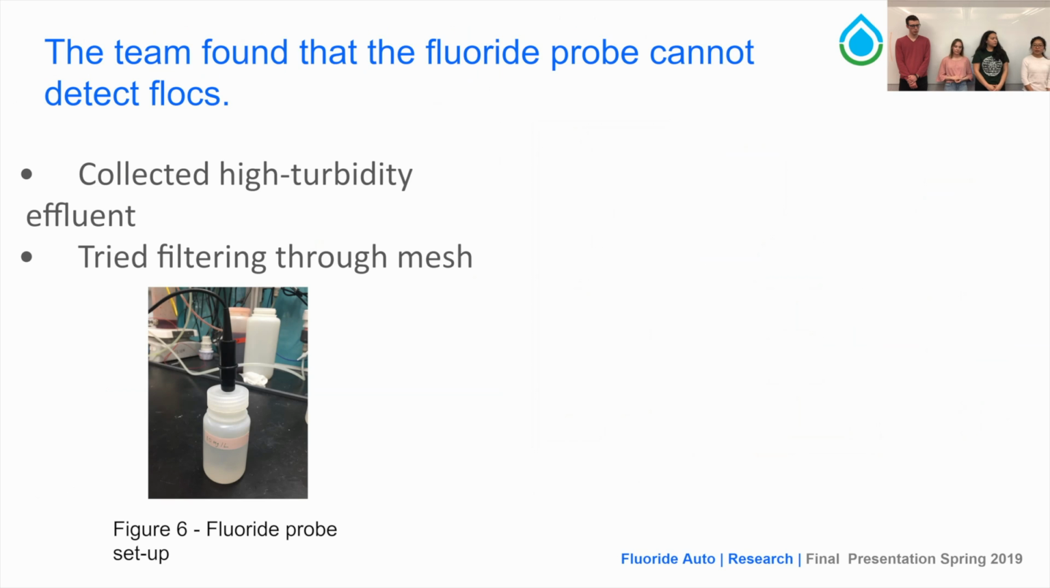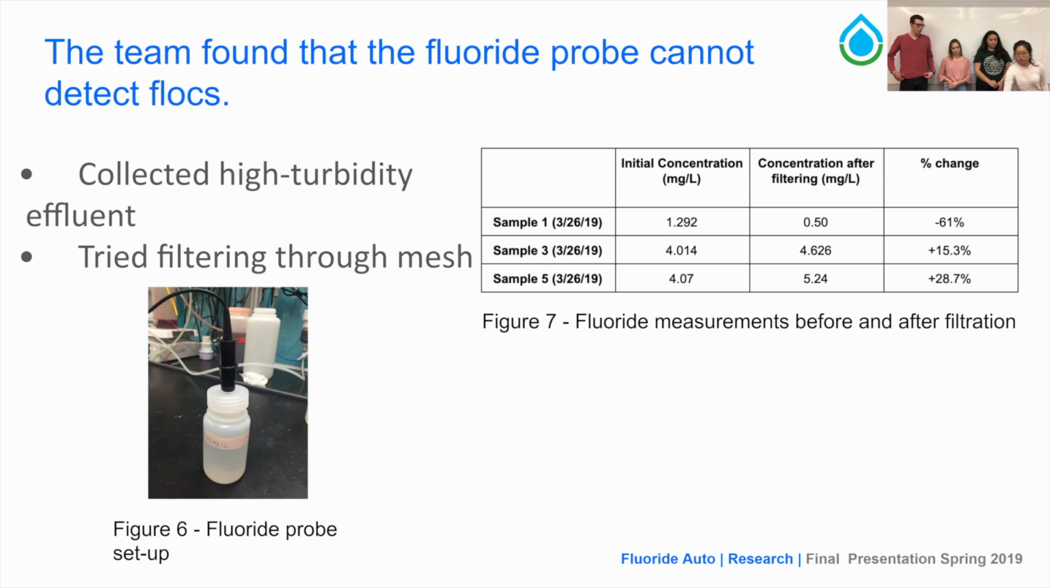So at the beginning of the semester, we weren't sure if the fluoride probe could detect fluoride in the form of flocks or if it could only detect fluoride in ionic form. So to test this, we collected high turbidity effluent. The high turbidity indicated that flocks were leaving the sedimentation tube. And then we tried filtering it through mesh that was in the lab. So this image shows our method of measuring the fluoride concentration. And our results are in this table.